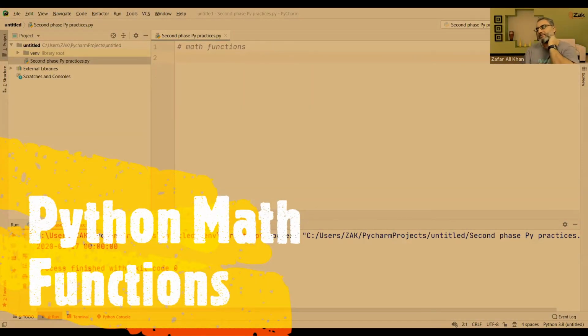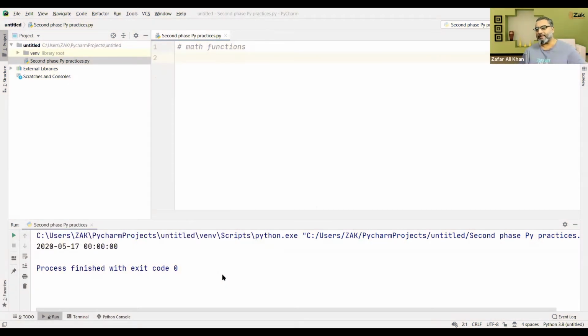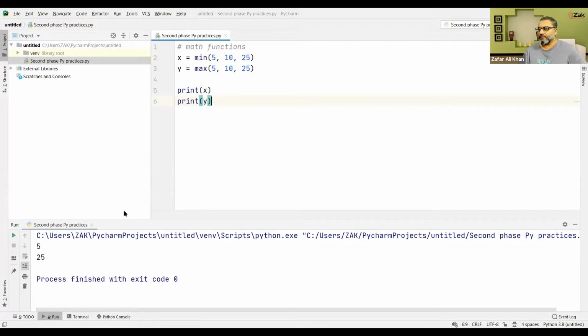Built-in math functions. अब देखें minimum and maximum out of a list. So x is the minimum of 5, 10, 25 and y is the maximum of 5, 10, 25. So x is 5 and y is 25. So ये minimum और maximum का function हो गया.